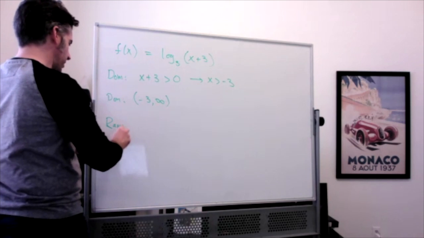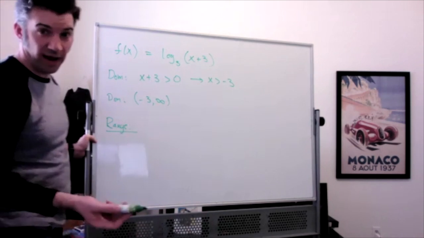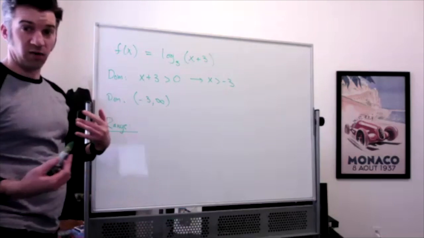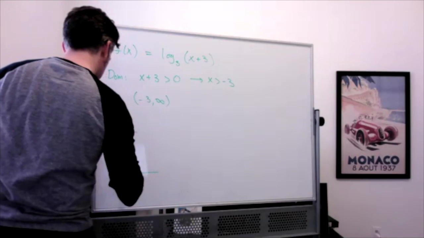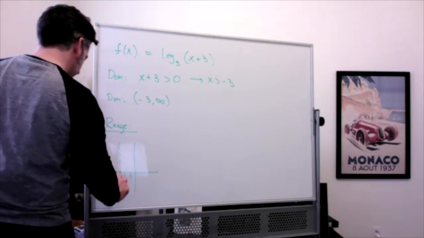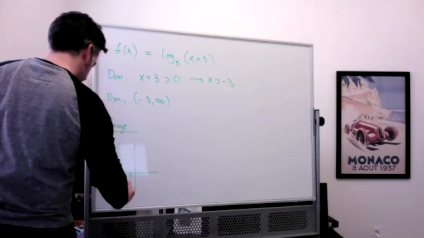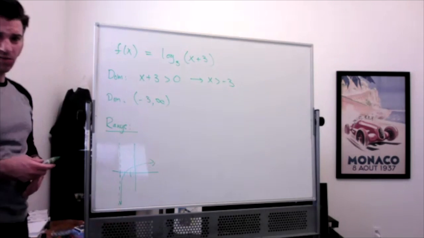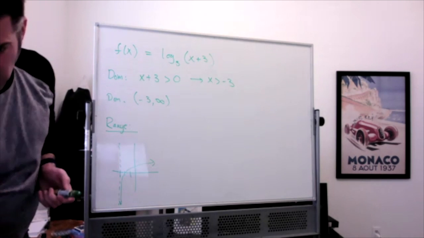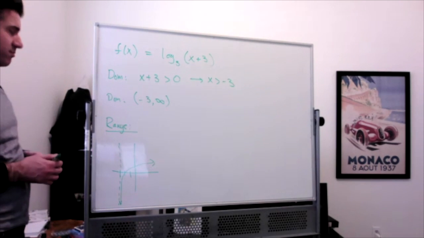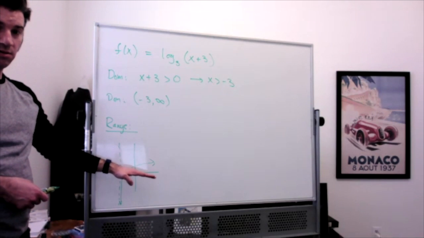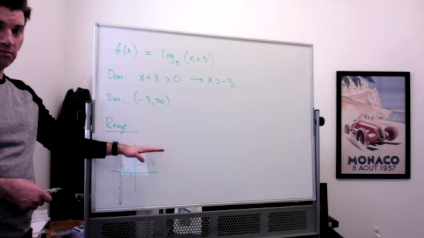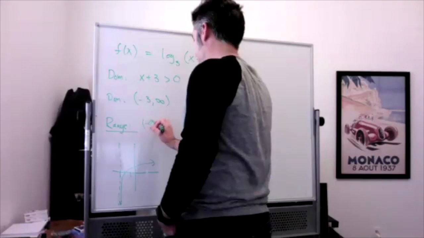The range we could find in a number of ways. We could graph it. And this is your regular logarithmic graph shifted 3 to the left. So it would look like this. The vertical asymptote would now be at negative 3. It would look like this. What's the range of that function? Good question. What is the range of that function? Down to negative infinity, up to... Does it ever stop? No. So the range is everything. So here you could just find the range graphically.